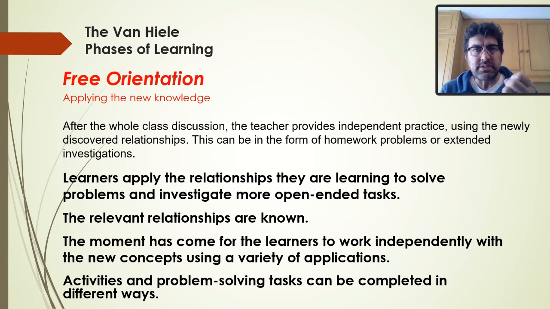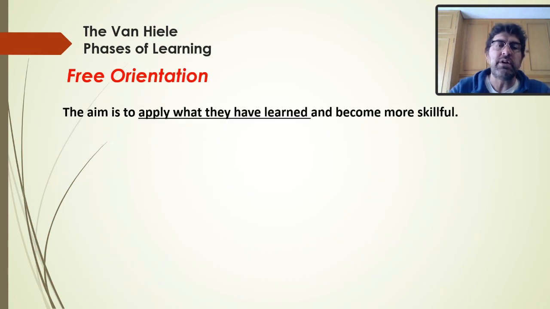Now, folks, I just want to draw us back to the definition issue that Van Hiele and Freudenthal spoke about. If we went in and we said, okay, today we're learning A, B, and C, and you put A, B, and C on the board, you talk through it, give examples, now go and practice, you're not going through the phases of learning. That comes with a huge assumption that's often incorrect and at the cost of learning, that the learners are at the same level and that they know and understand and can function at that particular level. So at free orientation, the aim is to apply what they've learned and become more skillful.